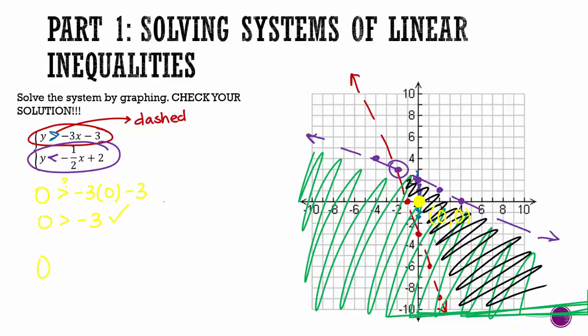And now let's plug it into the second one. Is 0 less than -1/2 times 0 plus 2? So if we simplify, is 0 less than 2? It definitely is. So I know I picked the right solution area.